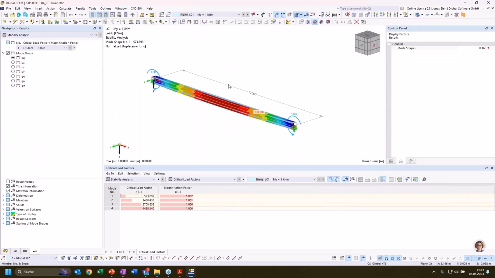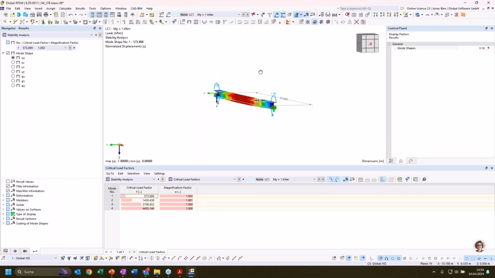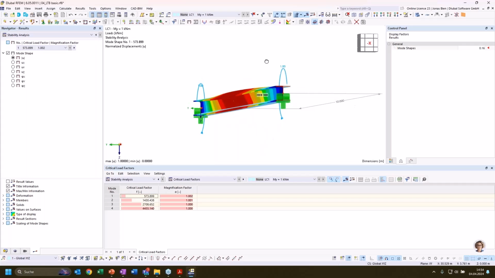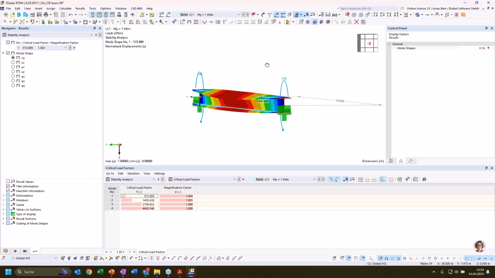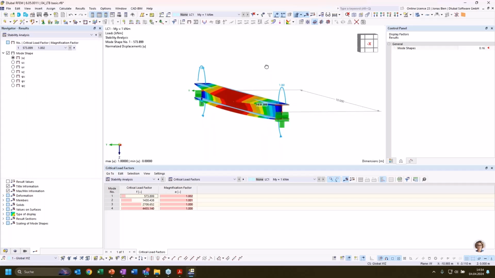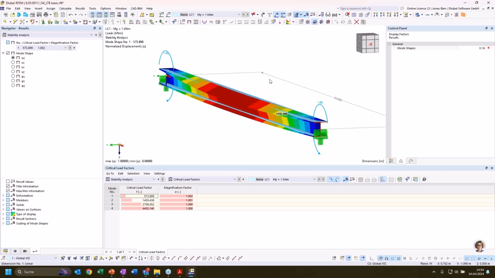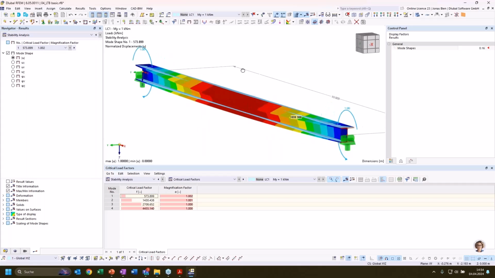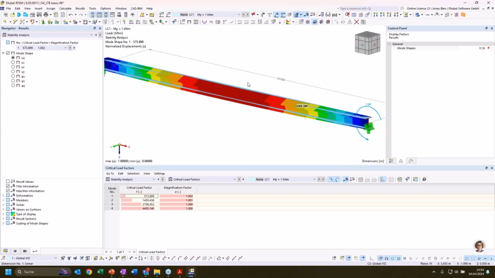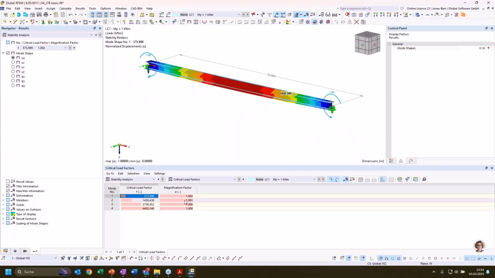When we switch to the results of the stability analysis, we can now see very clearly this characteristic deformation of our member. It tilts and at the same time moves in the direction of the weak axis. And again, we get a critical load factor. And this one we can compare with the analytical solution. For this simple system, an analytical solution can be easily found in the textbooks.